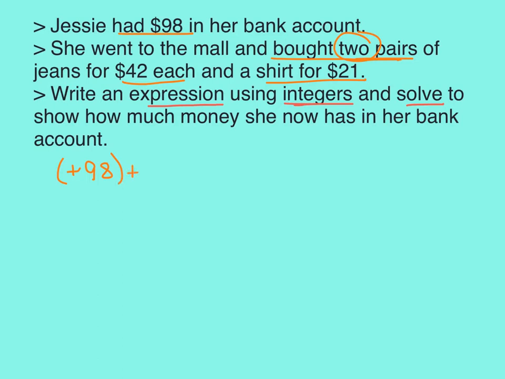And we're going to add to that, well, she went and she spent money. She spent $42 2 different times. So when you spend money, that of course is a negative, so it's going to be negative 42. I'm going to do that 2 times. And then what happens? She buys a shirt, so again, that's negative again. Negative $21. Okay, so this is the expression. Let's just be perfectly clear that this right here is the expression.